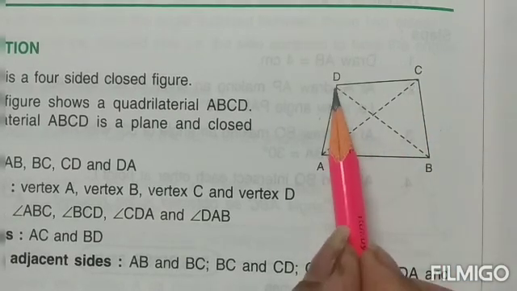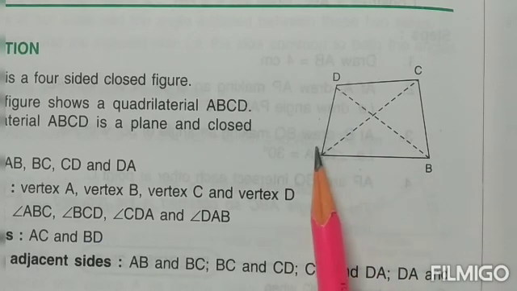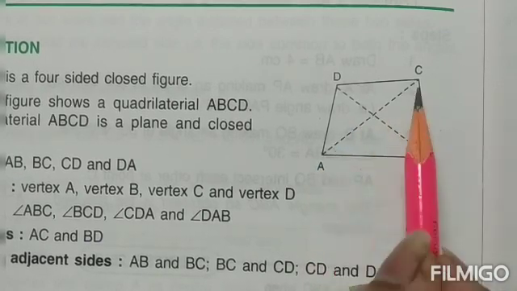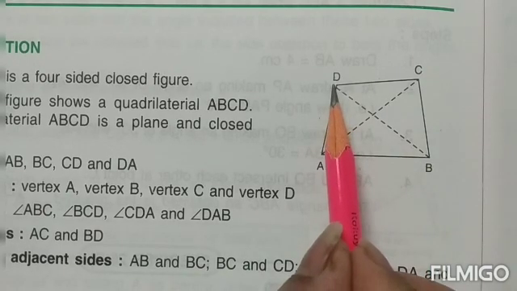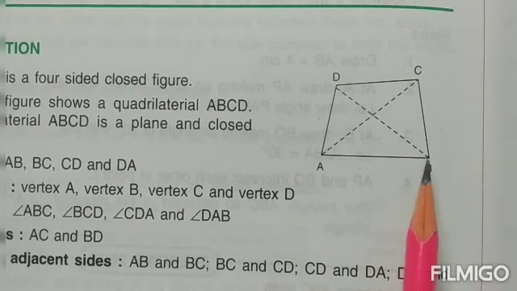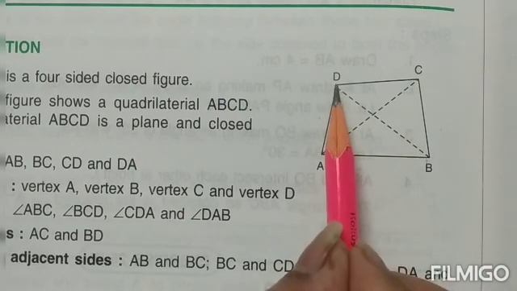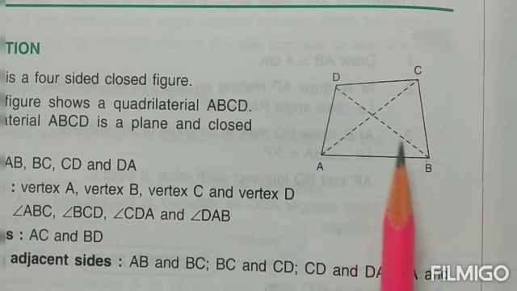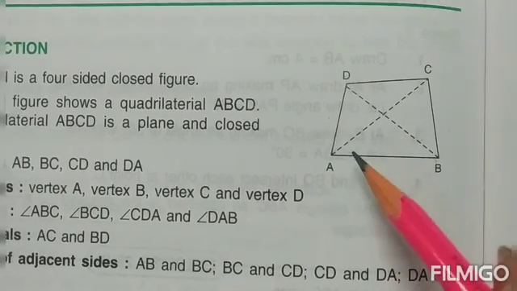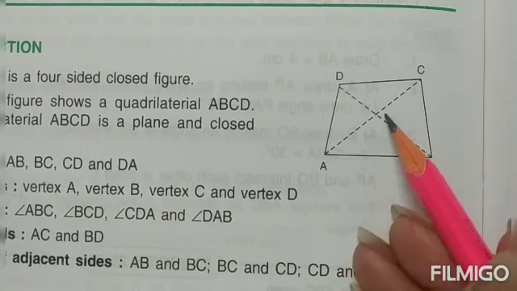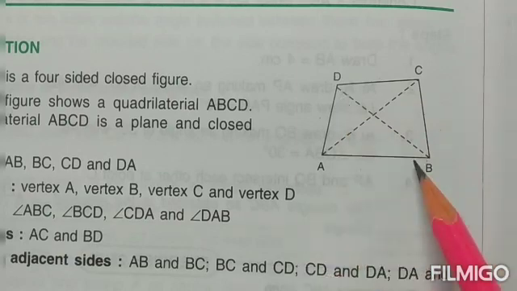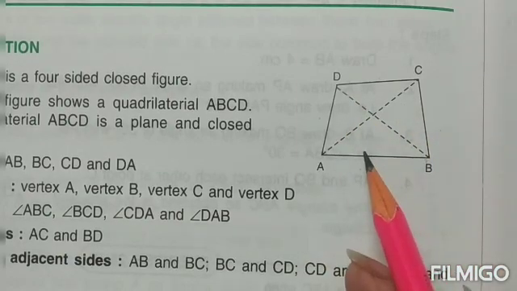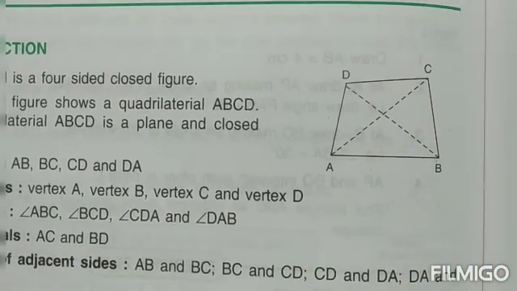It also has these two dotted lines that you can see children. These are known as the diagonals. Diagonals means a straight line which will touch the opposite vertex. Now this is touching vertex D and vertex B by means of a straight dotted line. Similarly, a straight dotted line which is touching vertex A and C is also known as a diagonal. So a quadrilateral has two diagonals children.